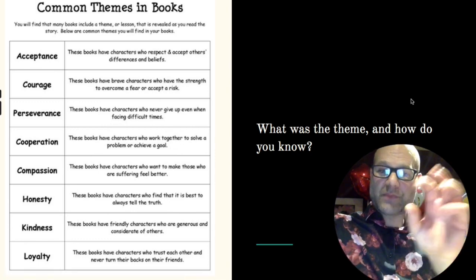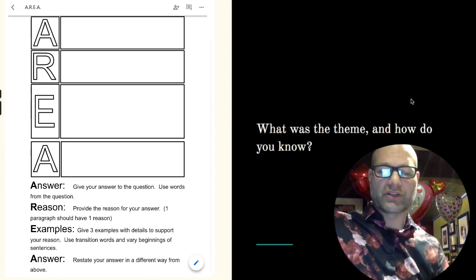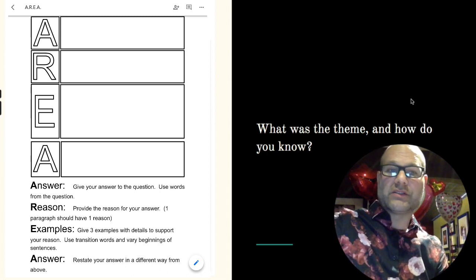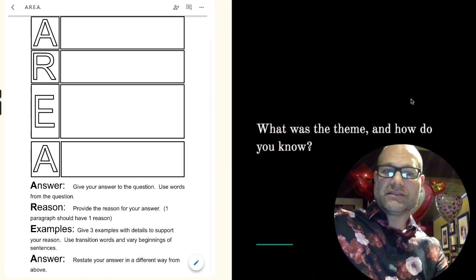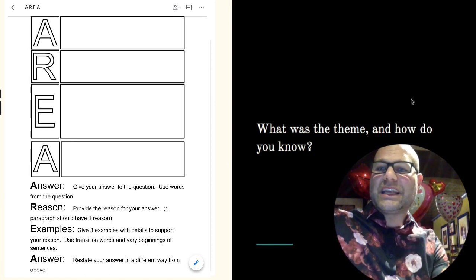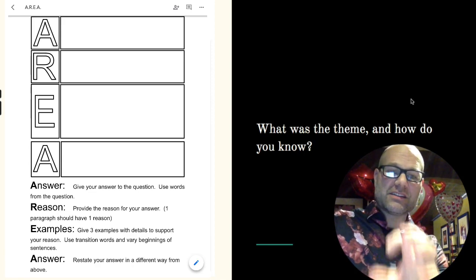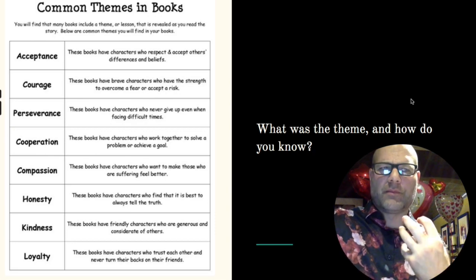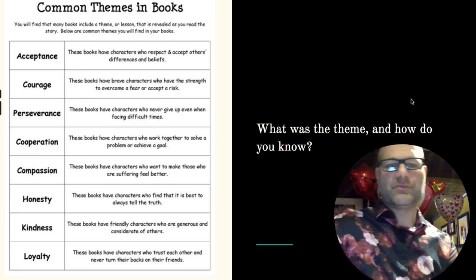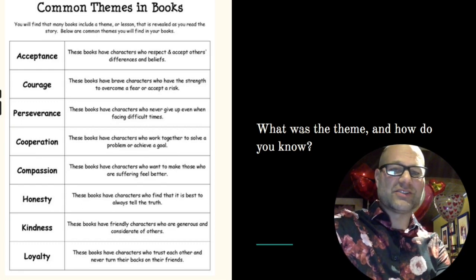In this paragraph, you're going to use the graphic organizer area. You're going to answer the question, what is the theme? Then you're going to provide a reason or reasons, followed by explaining why you think these are the reasons for the theme. At the very end of this video, I'm going to talk about what I think was a very powerful theme from this book. It's actually not one of the words listed here, so you want to pay close attention to that.